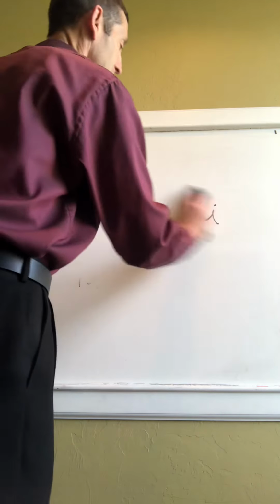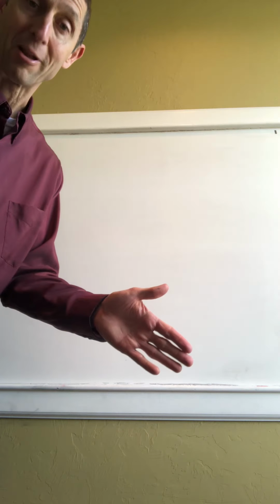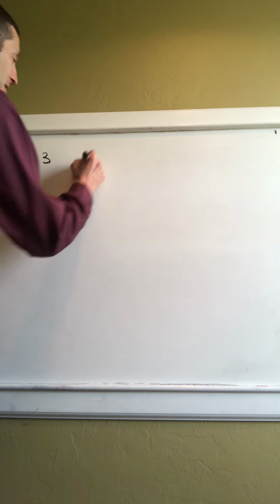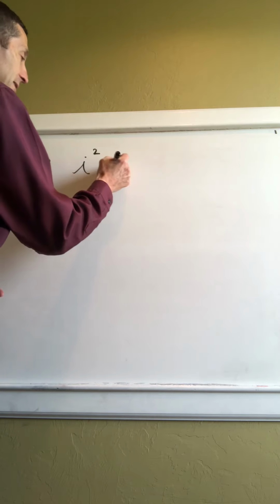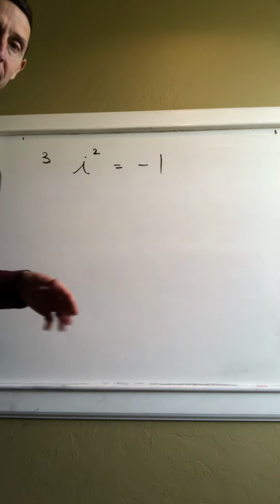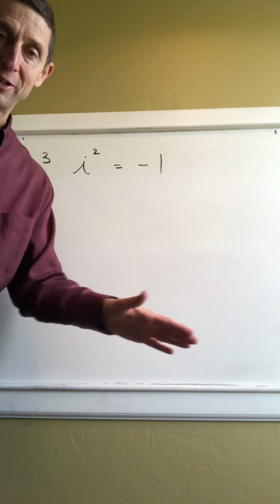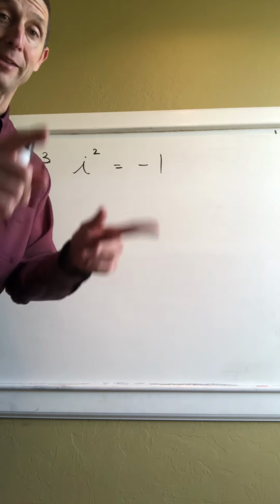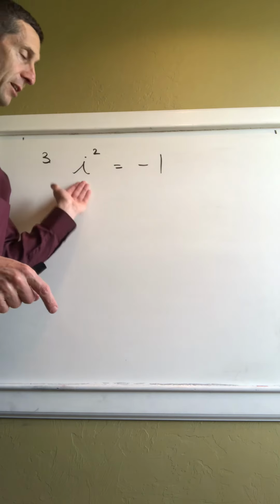One important fact that you would have to have memorized for the rest of your life if you'd been in school is right here. We know i squared must equal negative 1. So forever, you should have had to know this. i squared is negative 1. This shows up in lots of math problems.